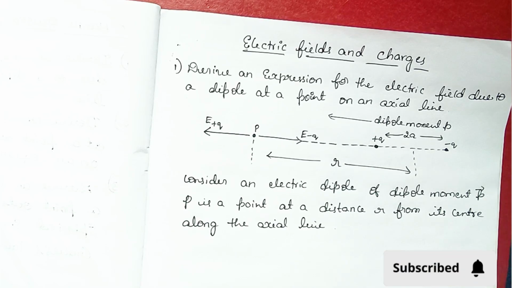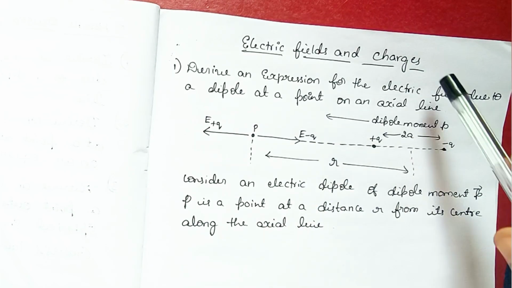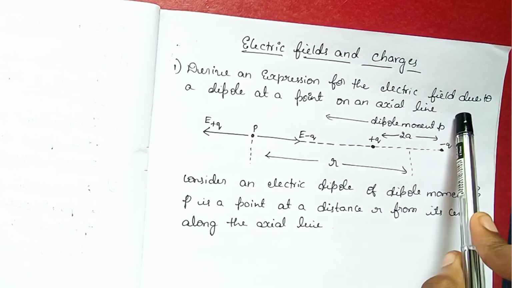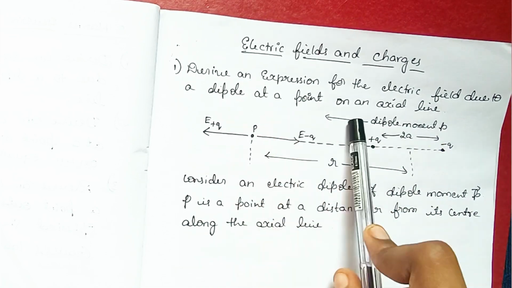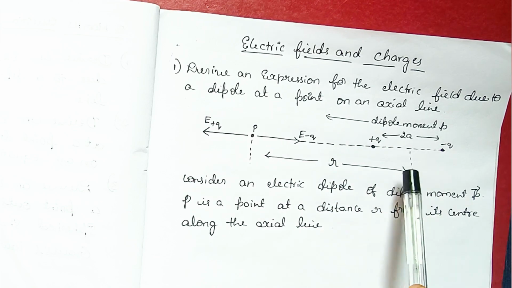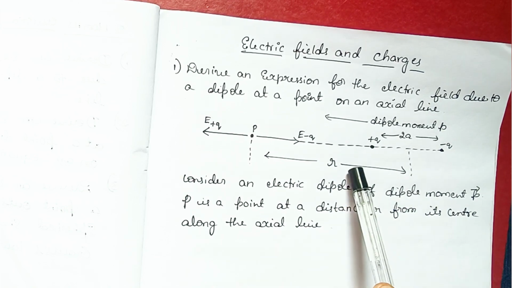This is the important question for 5 marks from the chapter Electric Fields and Charges. Our question is: derive an expression for the electric field due to a dipole at a point on an axial line. First we have to draw the axial line, then we have to explain the figure.